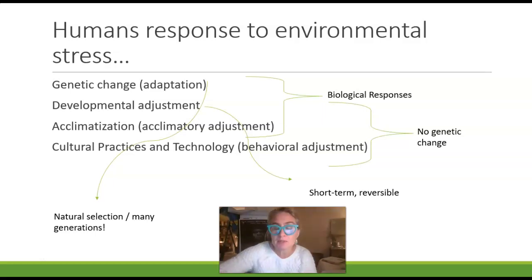Then there are 3 types of adjustments that your book looks at. We have developmental adjustment, acclimatization, and cultural practices and technology, which your book calls behavioral adjustment. These 3 do not include genetic change. They are changes in your phenotype, but not in your genotype. And a simple change in your phenotype cannot be inherited. So let's look at some of the examples of these adjustments.